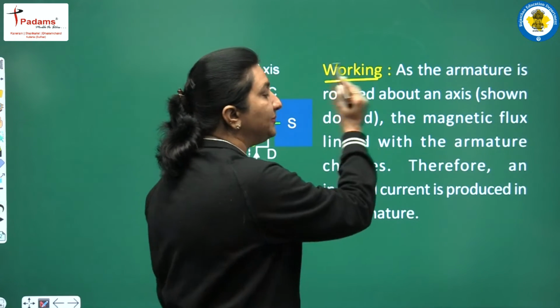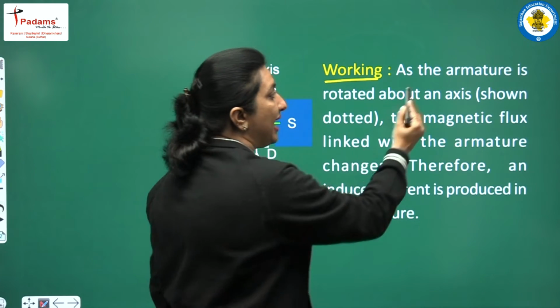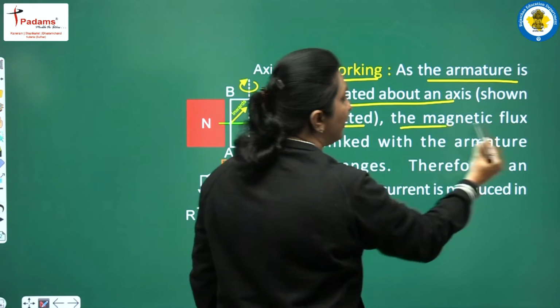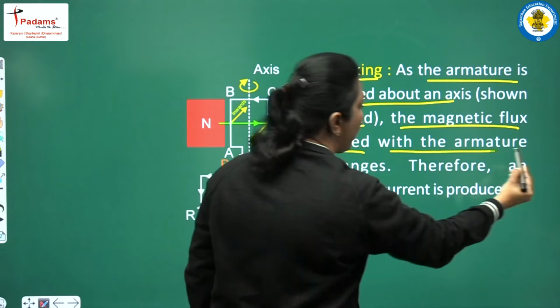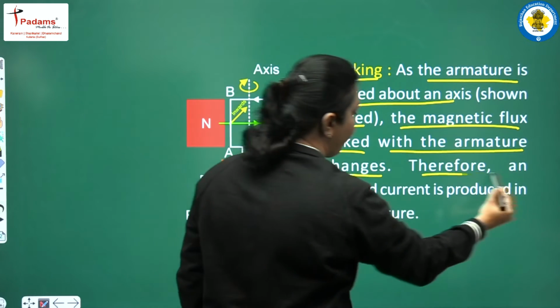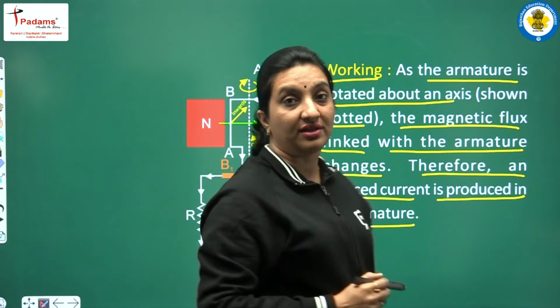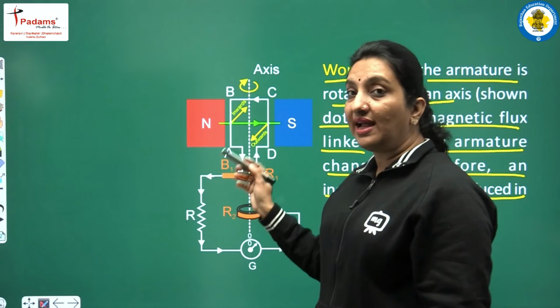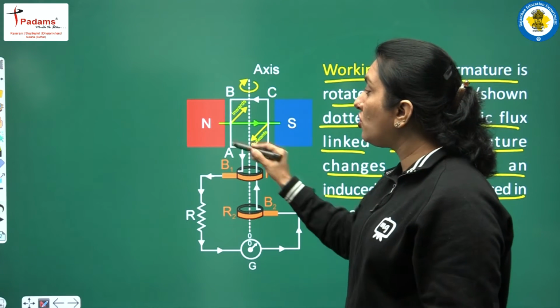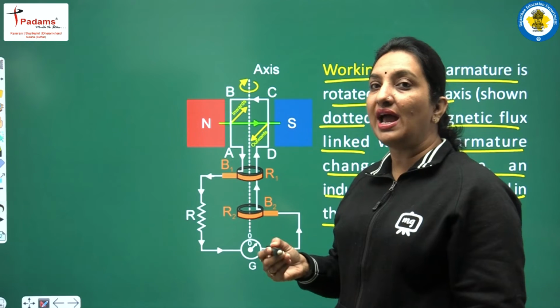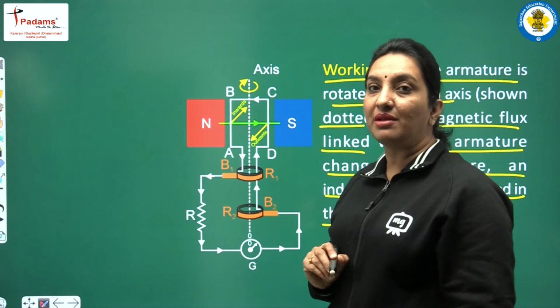Then we will do the working. As the armature is rotated about an axis shown dotted, the magnetic flux linked with the armature changes. Therefore, an induced current is produced in the armature. Here, students, for simplicity we have shown only a single turn in the armature coil. As such, we have more turns in the armature coil.